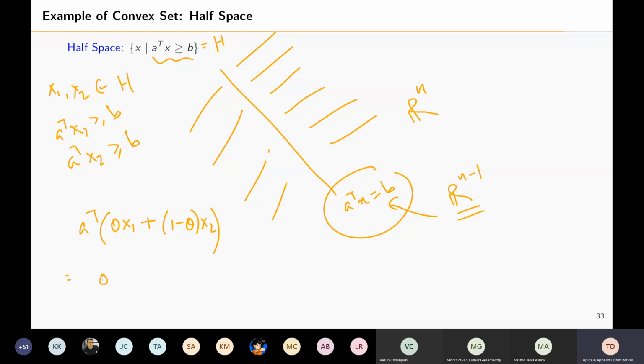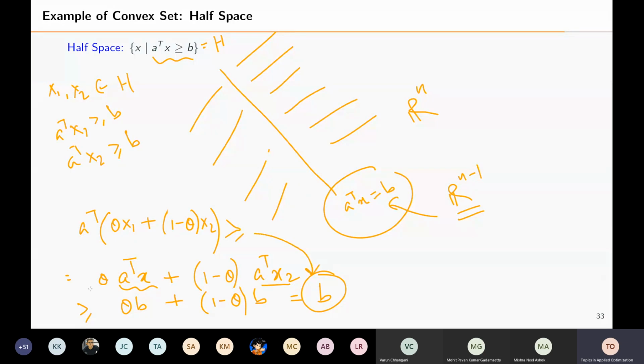Okay, and this is theta A transpose x1 plus 1 minus theta A transpose x2, and A transpose x is greater than or equal to B. So this is greater than or equal to theta B plus 1 minus theta times B. So again I put B here, so theta B gets cancelled. So this is B. So overall, this is greater than or equal to B, right? Because this is here. Okay. So indeed, a half space is also a convex set.